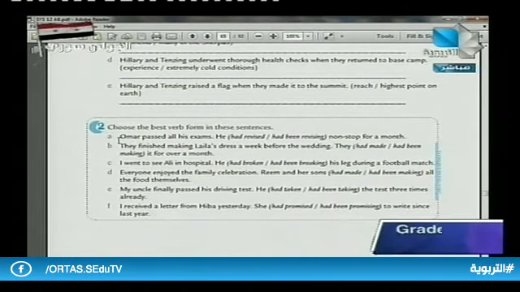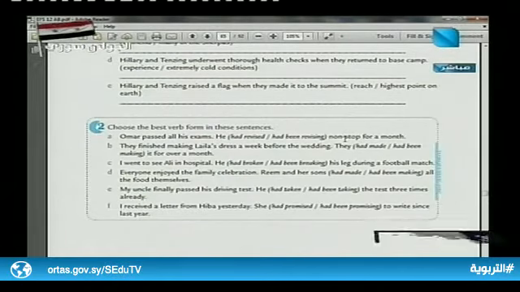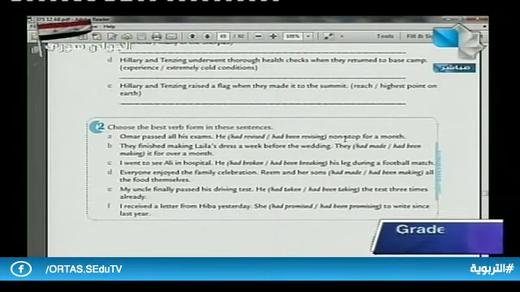Let's start with the first one, Mr. Mazin. Omar passed all his exams. He had been revising non-stop for a month. Here, non-stop for a month, we focus on the duration. So we should use the continuous, exactly. Good. What about the next one?